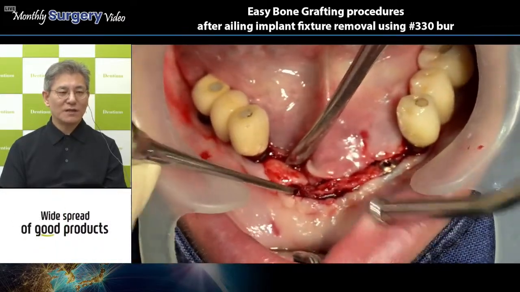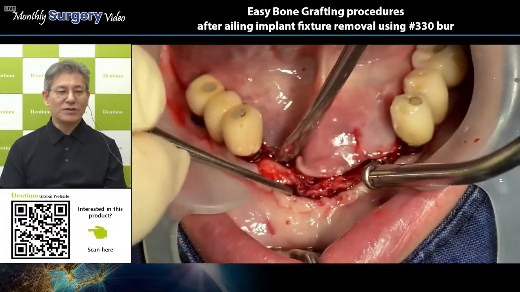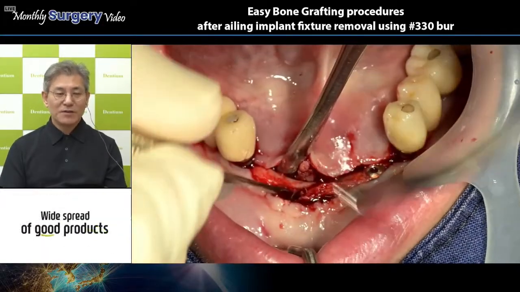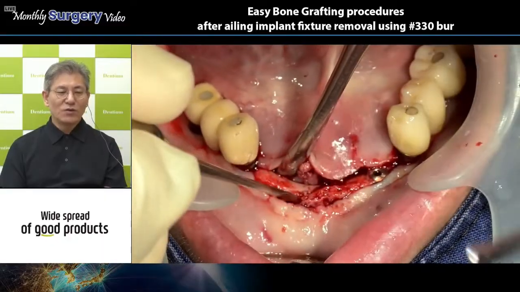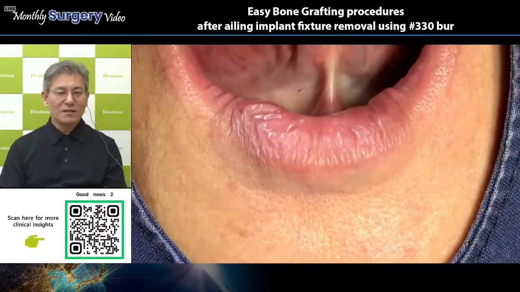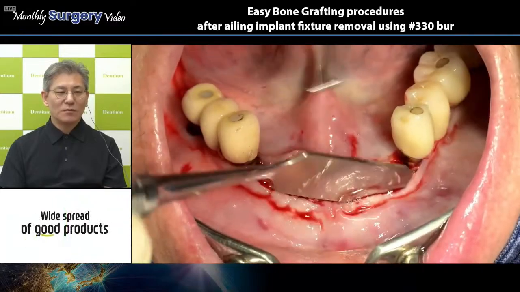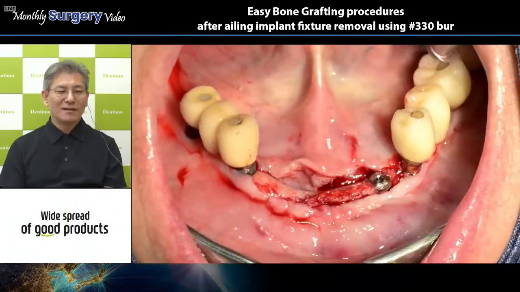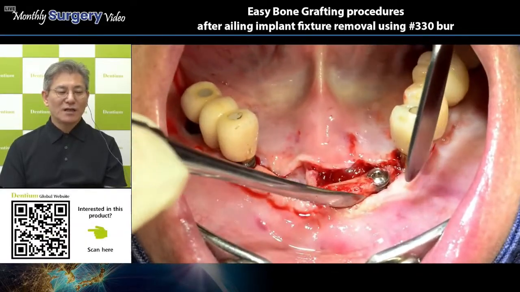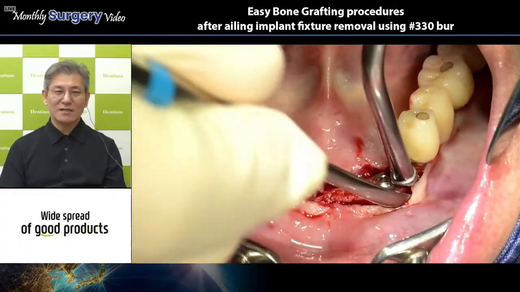So in this sort of situation, if a remaining implant fixture like number 33 is already installed here, this implant fixture can help a new implant supported bridge. In this sort of case, you can use this fixture as support. However, if it is not going to help make a new bridge, removing this implant fixture is the answer, right?